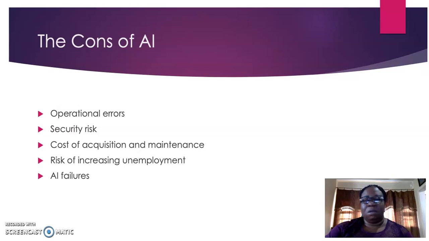The cons of artificial intelligence. Artificial intelligence has operational errors, whereby it performs jobs that it is not designed to perform. They are not able to display emotions or sometimes reason the way people do. Artificial intelligence is not foolproof and as such can be hacked since it is a computer-based system.